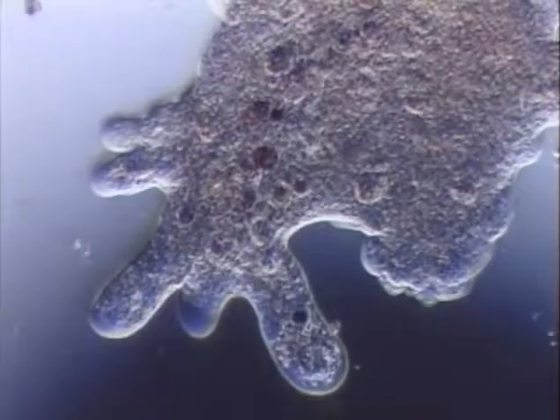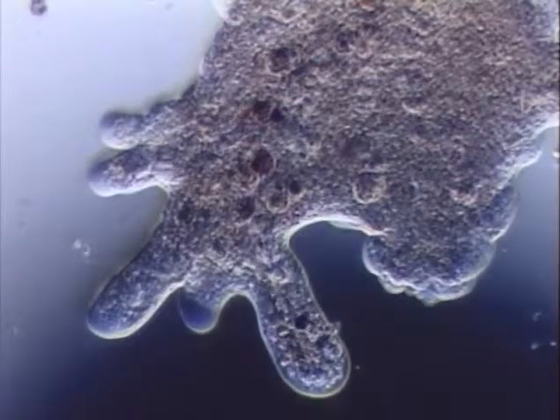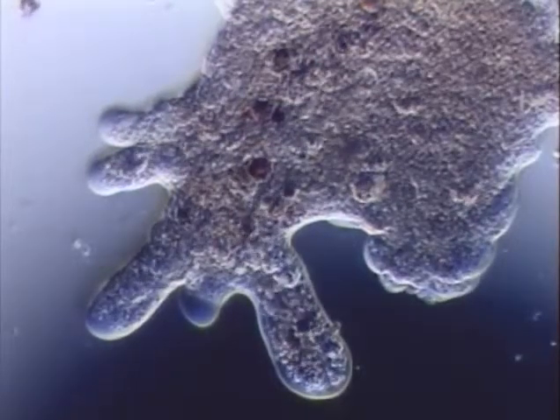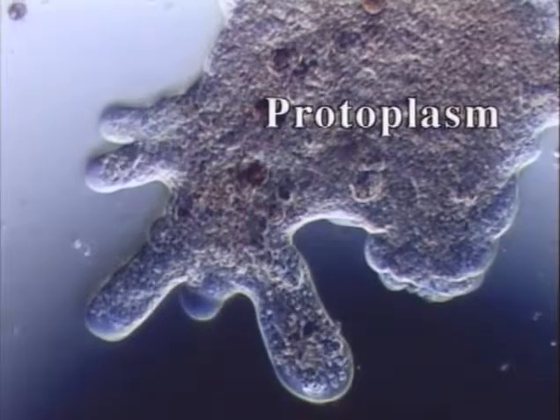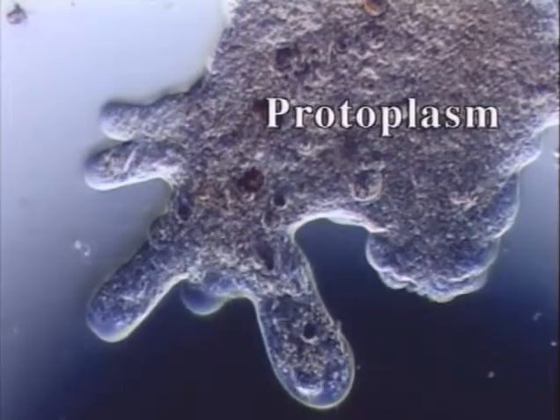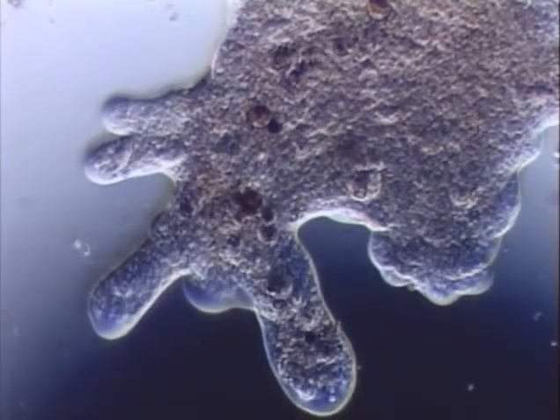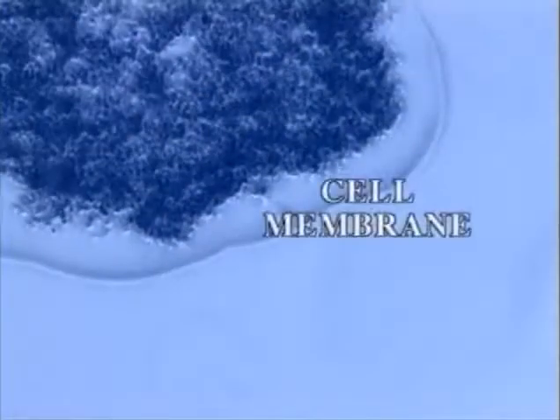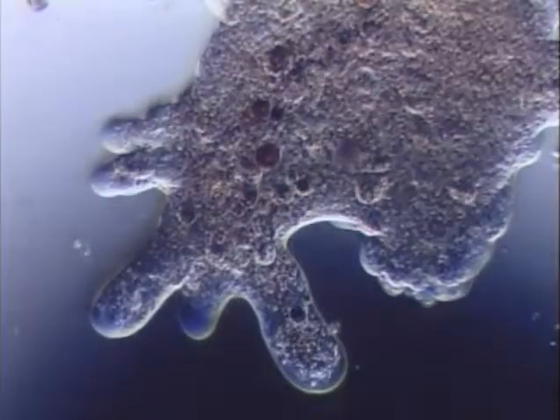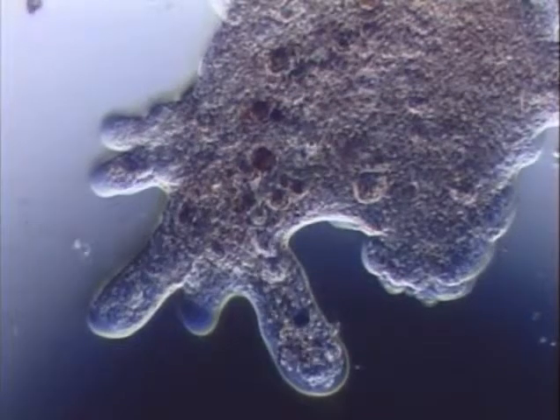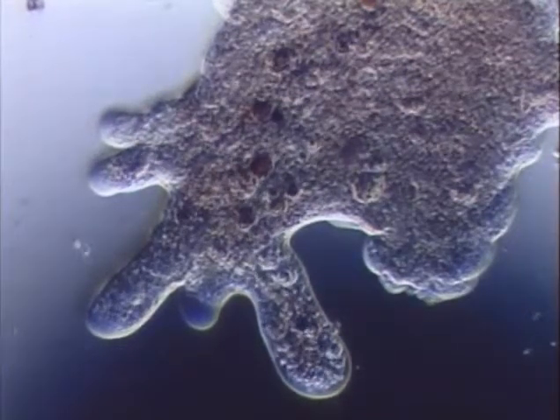All cells, including the single-celled amoeba seen here, are made up of a living jelly-like substance called protoplasm. The protoplasm of a cell is always wrapped in a flexible skin called the cell membrane. The cell membrane helps control what comes into and what goes out of the cell. What comes into the cell are such things as oxygen, water, and food. What goes out are wastes and special cell products.